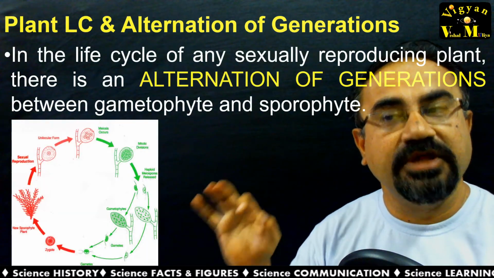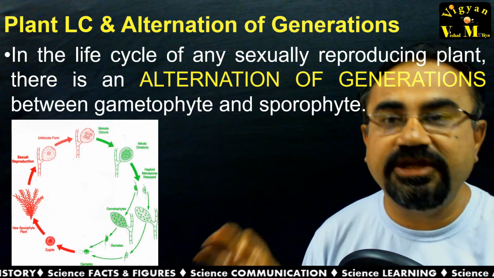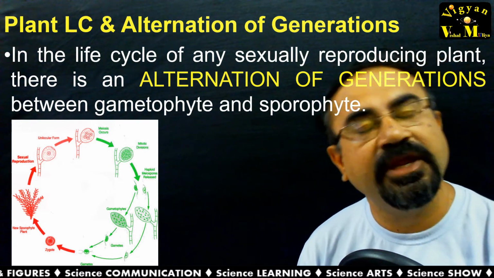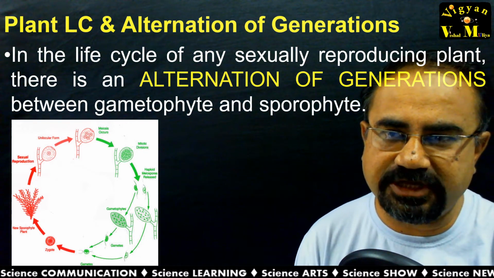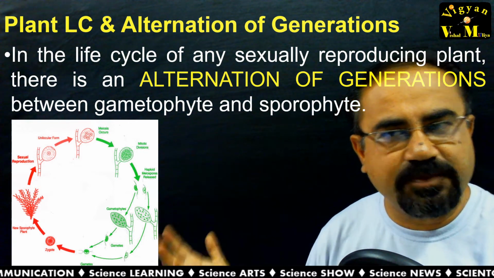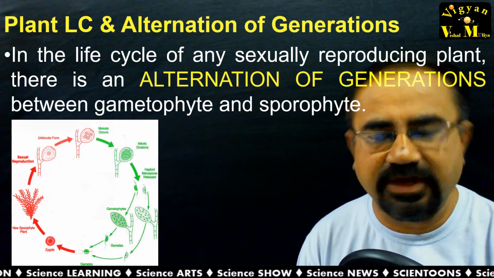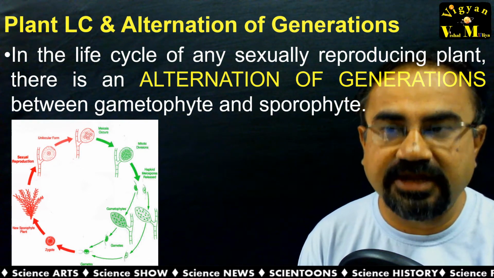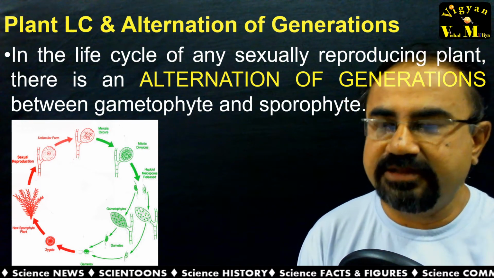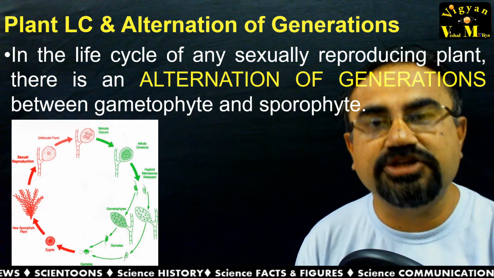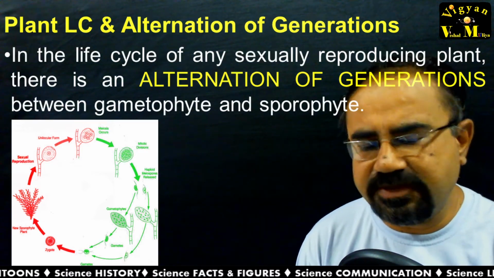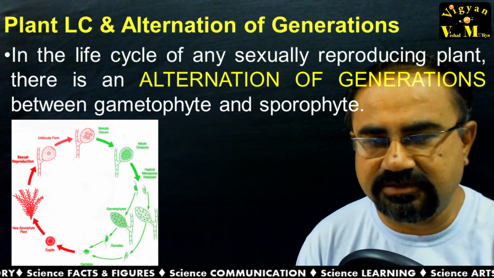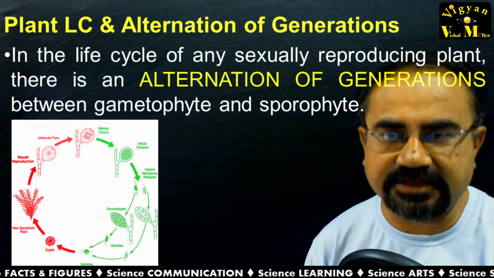According to the textbook, in the life cycle of any sexually reproducing plant, there is an alteration of generation between the gametophytic generation and the sporophytic generation. Here you can see the red part is the sporophytic generation, while the green part is the gametophytic generation. So both are alternating in sexual reproduction, and this phenomenon is known as alteration of generation. It appears in almost all sexually reproducing organisms, and here it is very precise.